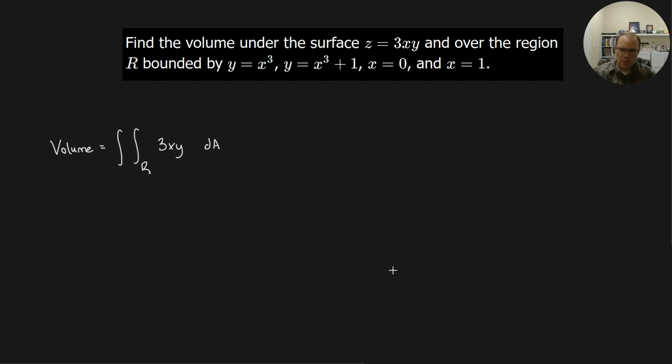Okay. As with previous problems, the region is going to be the key here. So I'm going to focus on drawing out that region.